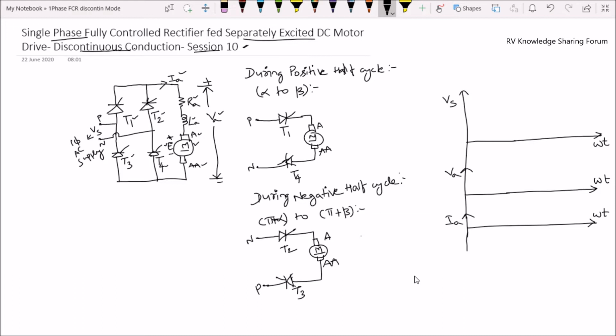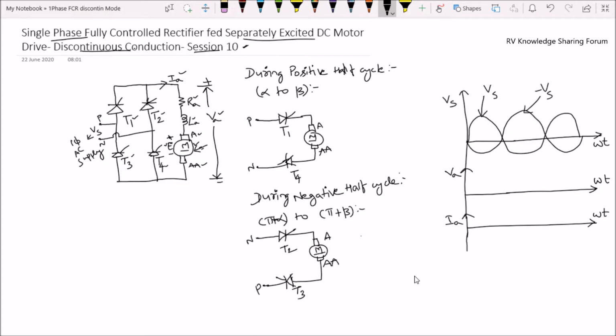Now let us discuss the operation of this single phase fully controlled rectifier when it is fed to a separately excited DC motor drive under discontinuous conduction mode. So now let us draw the single phase AC supply sinusoidal input voltage which is fed to the rectifier. This is our single phase AC supply Vs, and let us draw the negative of this single phase AC supply voltage also. So this is the negative of the AC voltage.